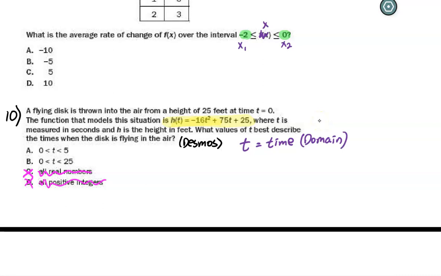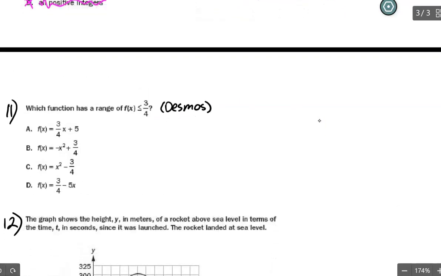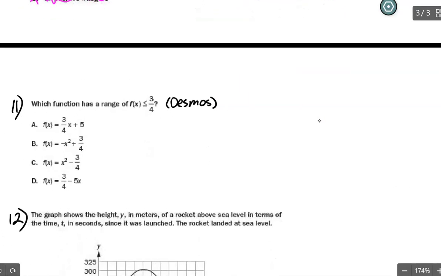All right, number 11, and then 12 is the last one. Which function has a range of f of x is less than or equal to 3 over 4? So I want a graph where the y-axis, the y values, stop at 3 over 4. Okay, that's the highest point, right? So range is low to high, the lowest point to the highest point.